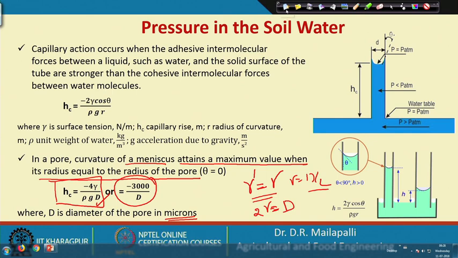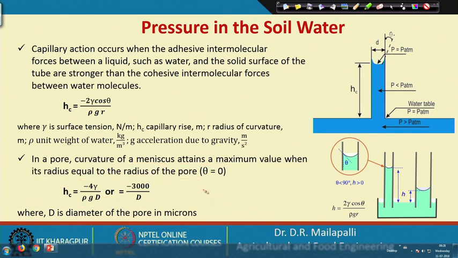So, okay. So, the usefulness of this equation Hc is equal to minus 3000 divided by d, right. So, knowing the diameter of a pore, you can predict the water rise or capillary rise in the soil media. Okay.